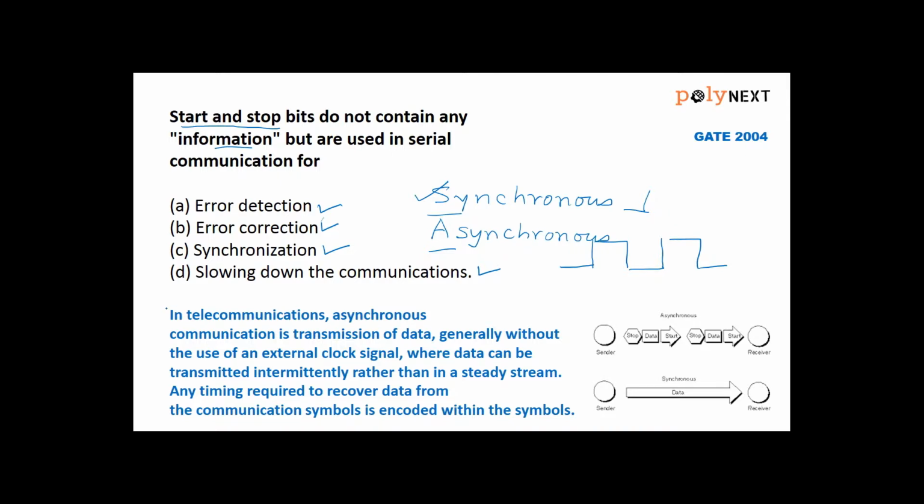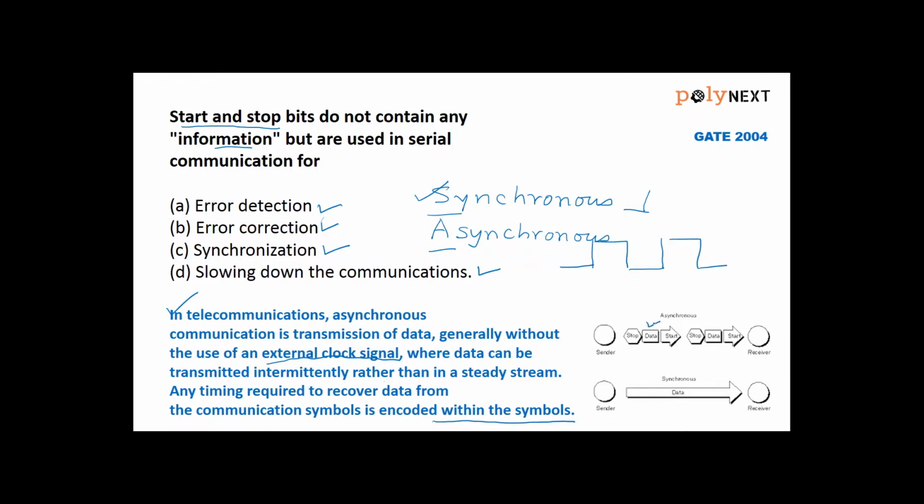Just consider this text here. In telecommunications, asynchronous communication is the transmission of data generally without the use of an external clock signal. That is the main point, where the data can be transmitted intermittently rather than in a steady stream. In case of asynchronous transmission, in serial communication, we usually transfer our data as when required. Any timing required to recover data from the communication symbols is encoded within the symbols only.